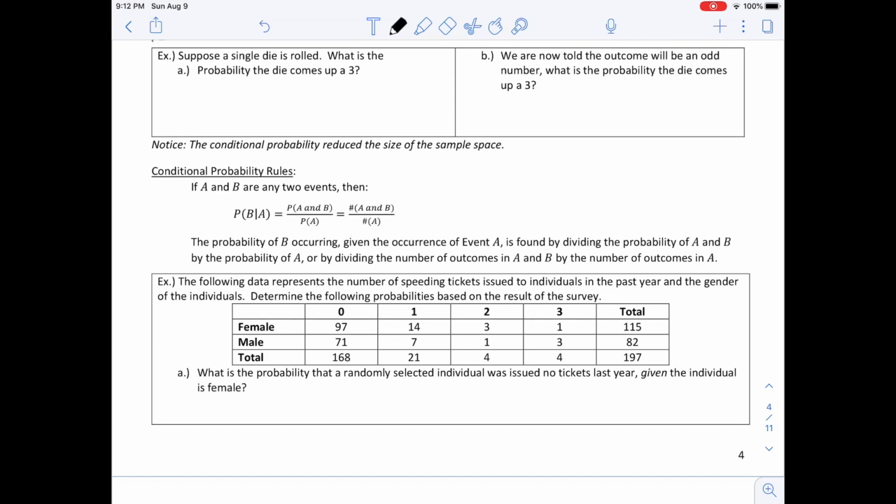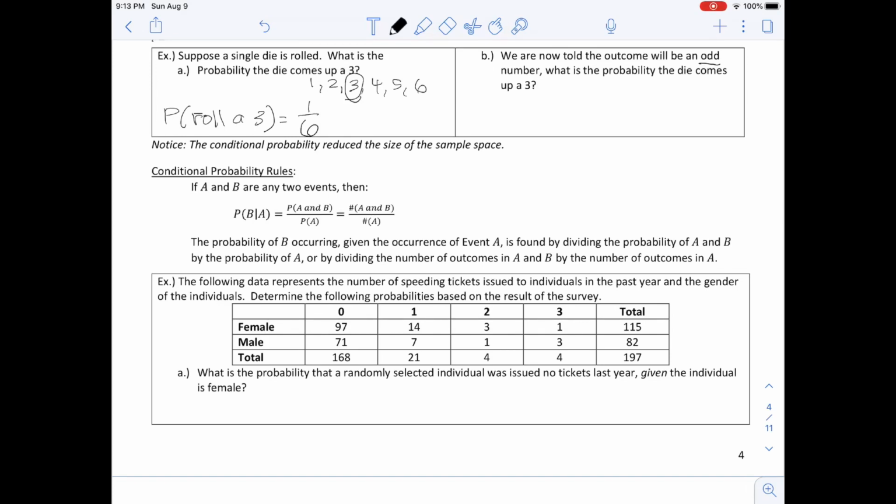So the next example is going to look at that new word that we're going to see in our probability problems. The first example says suppose a single die is rolled. What is the probability that the die is going to come up with 3? So the die can land 1, 2, 3, 4, 5, or 6. So the probability that we're going to roll a 3 is just 1 out of our total, which is 6. So 1/6.